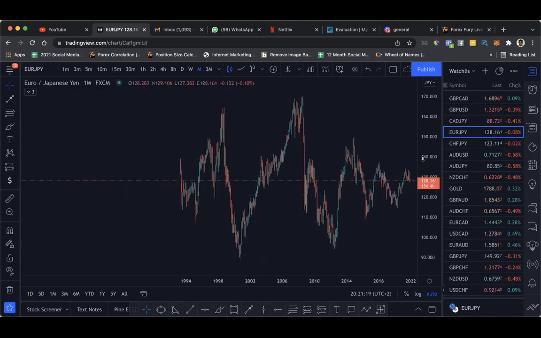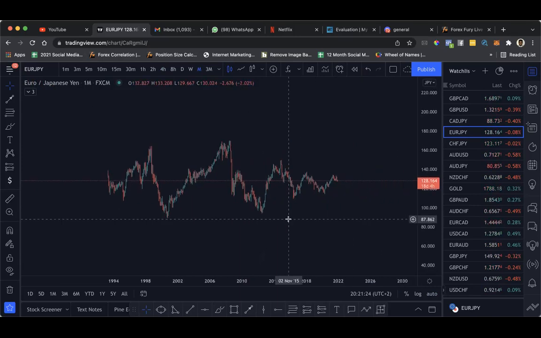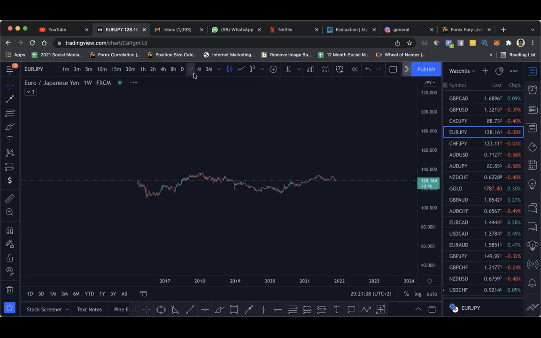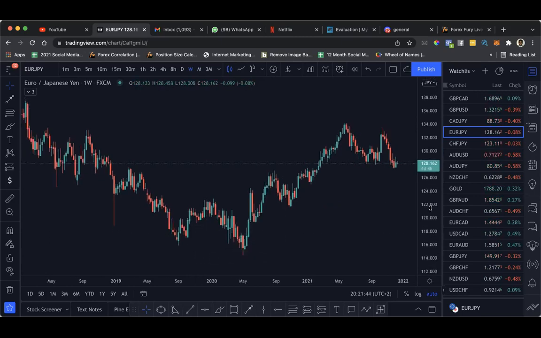So this is a monthly chart. As always, you want to know what's going on the higher time frame first. You want to trade in the direction of the market. On the monthly chart, right now we see something like a sideways market. Let's go to weekly for more information. Okay, this is the weekly chart.